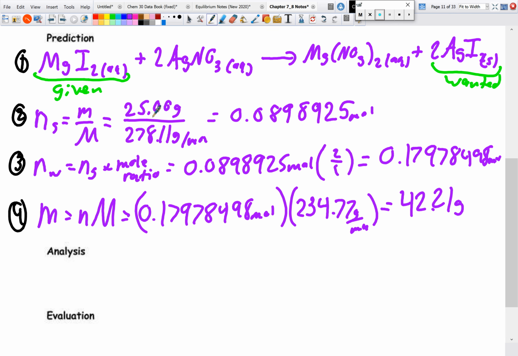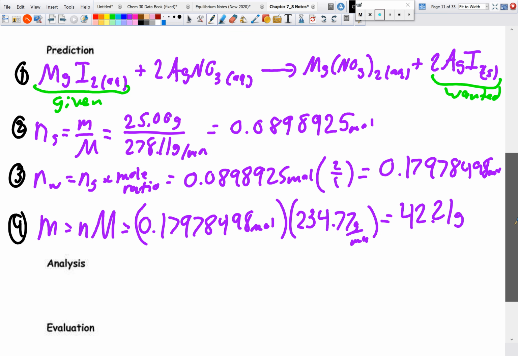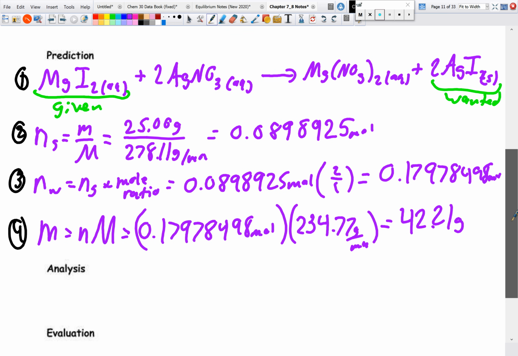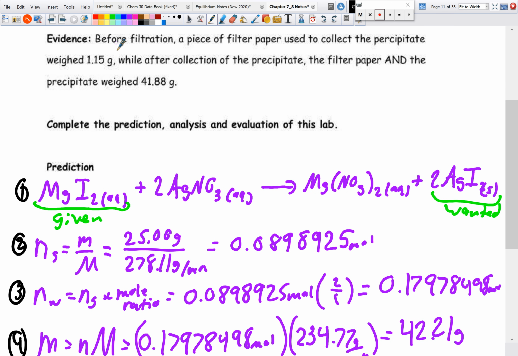And of course, the prediction section should look like this. Our balanced chemical equation, number of moles given, number of moles wanted, and of course solving for the mass. I just kind of wanted to not really fly through that one, but we've done a bunch of these here, so hopefully you're getting much better at them. So I want to go towards the analysis and the evaluation sections, because these are the new ones.